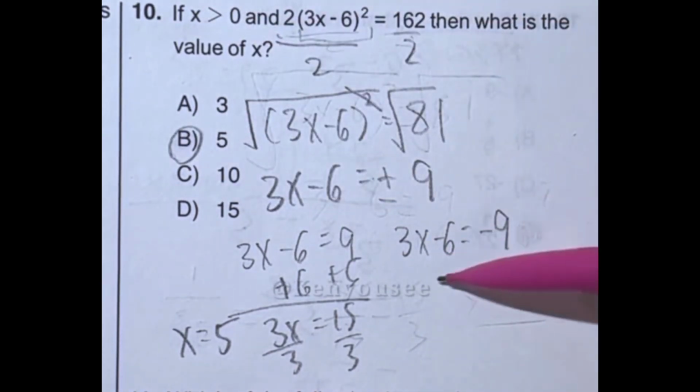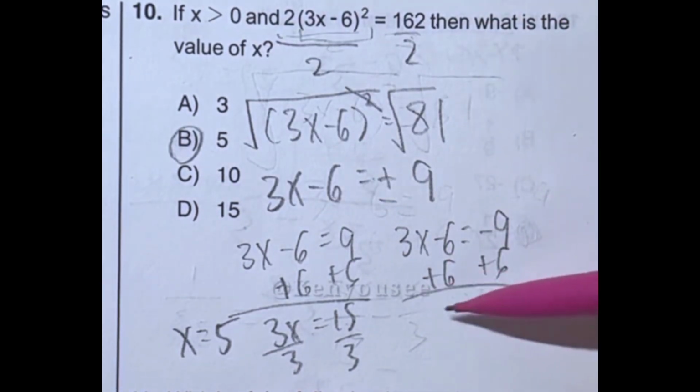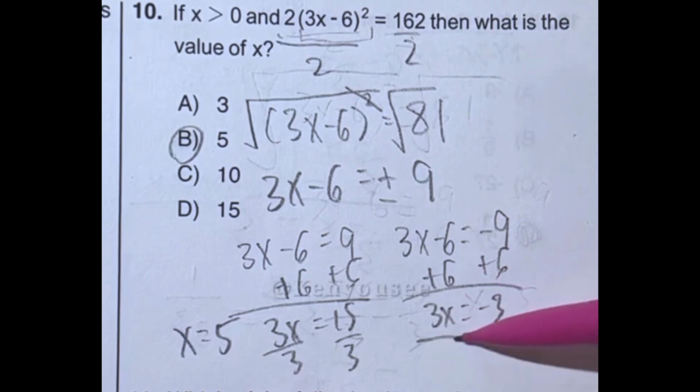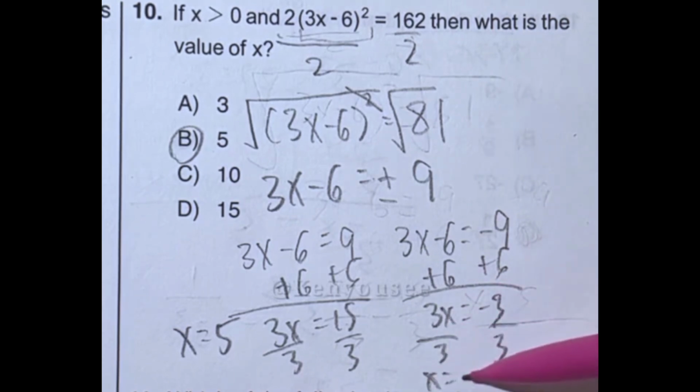But let's solve for this anyway. So again, we add 6 on both sides. 3x is equal to negative 3. Divide 3 on both sides. x is going to be equal to negative 1. And so 5 is the answer.